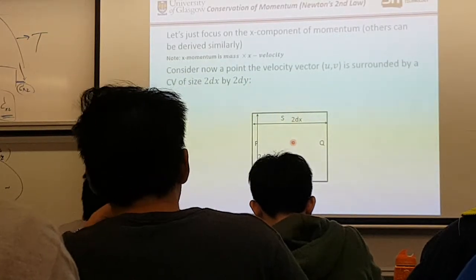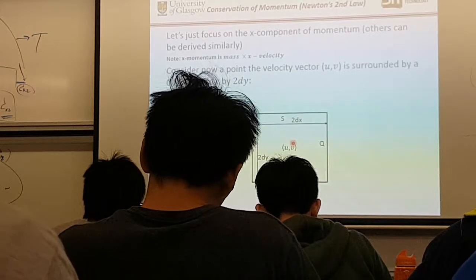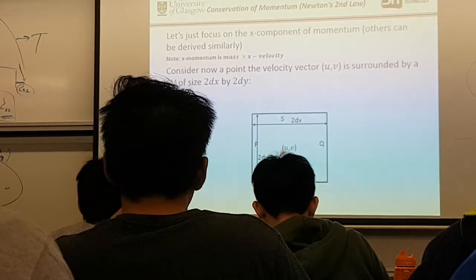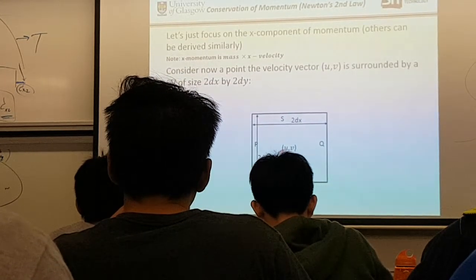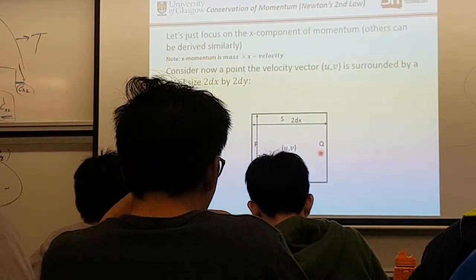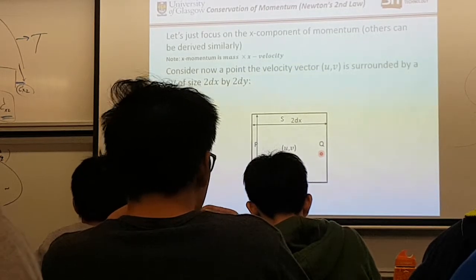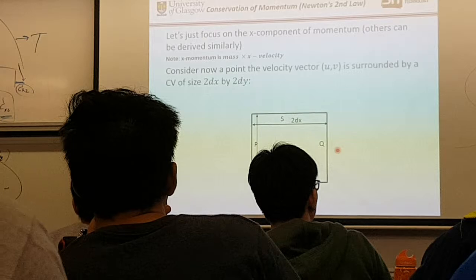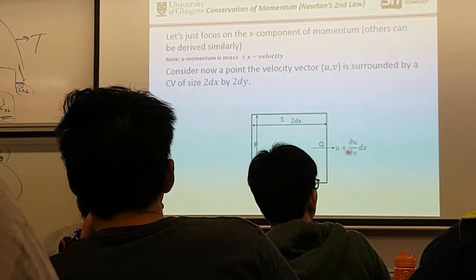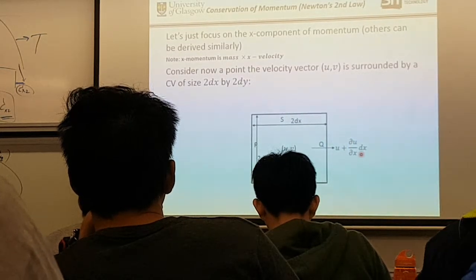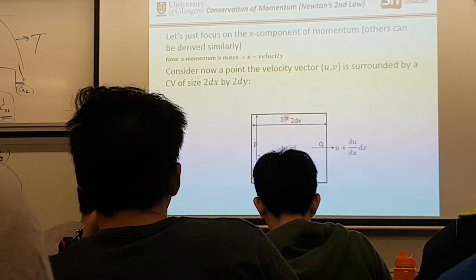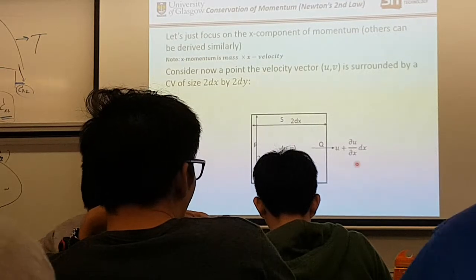Like all the things that we do, at the center of the control volume I have a U velocity. I also have a V velocity because it's two-dimensional, but like I said, we are more concerned about just the U component. So what is the velocity that's passing through surface Q? U plus du. It will be U plus the gradient du over dx multiplied by dx, because from the center to the surface is dx, half of 2dx. That's why I got my dx here.